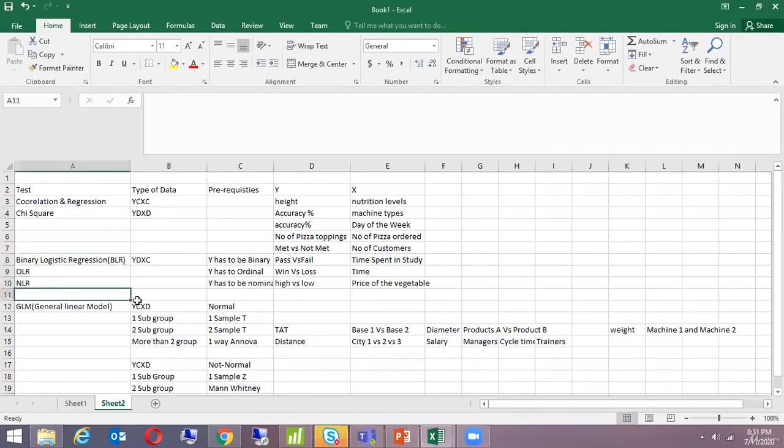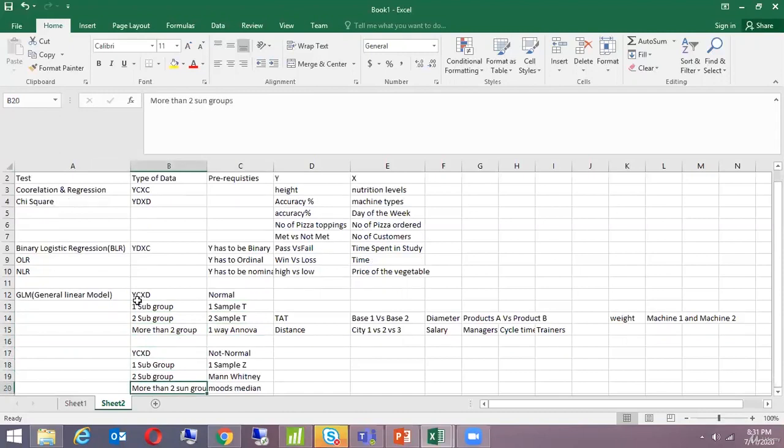Then I have one of the most important tests, which is GLM, the General Linear Model test. Here we have little variance, where we have to check whether the data is normally distributed or not. If there is one subgroup, we do a test called one sample T. Two subgroups, two sample T. More than two subgroups, one-way ANOVA.